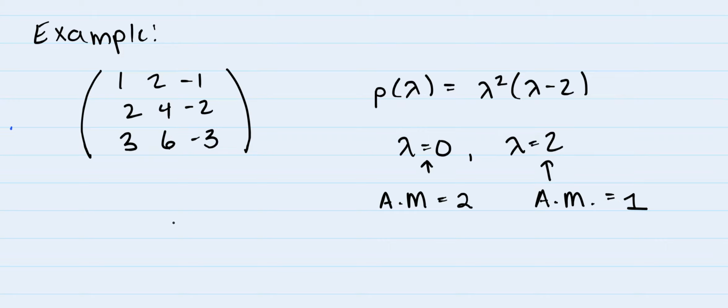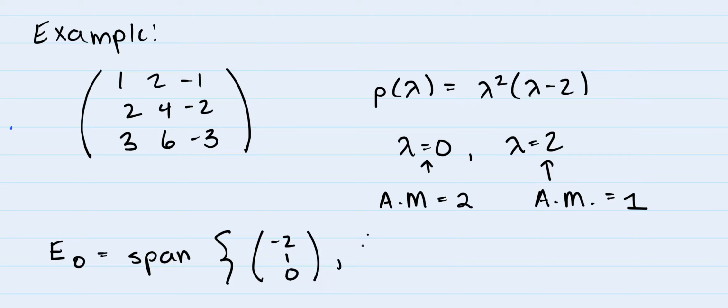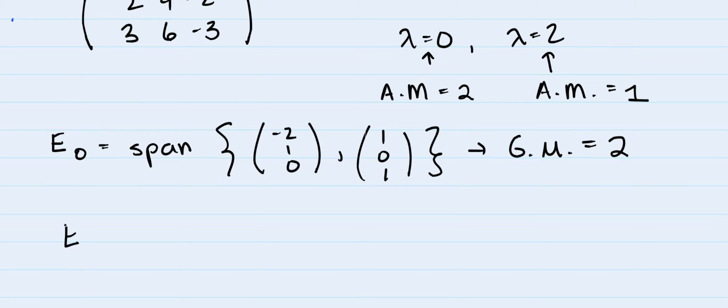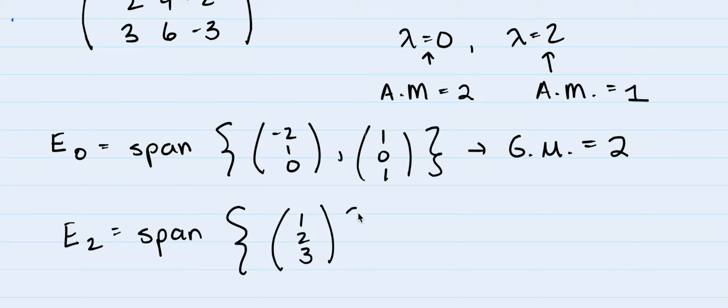We also said that the 0 eigenspace is equal to the span of the vectors -2, 1, 0 and 1, 0, 1. So the geometric multiplicity was equal to 2. And we said that the 2 eigenspace is the span of the vector 1, 2, 3. And so the geometric multiplicity is 1 for this one.